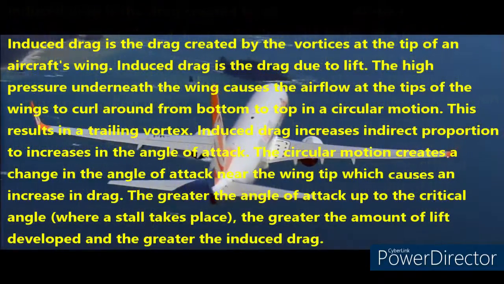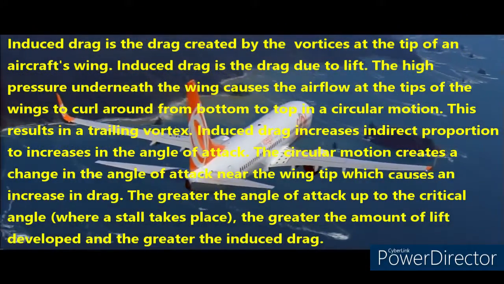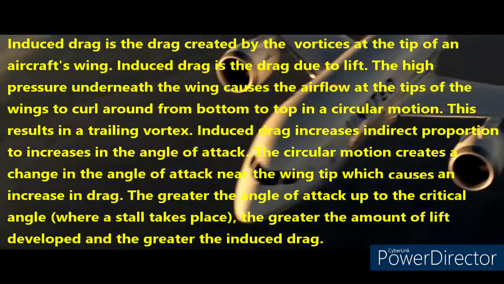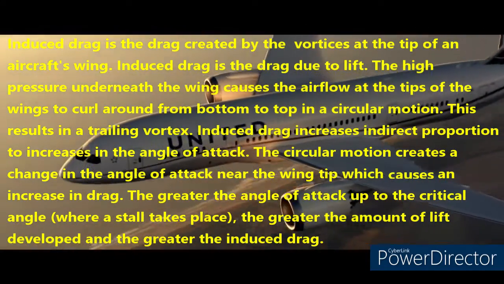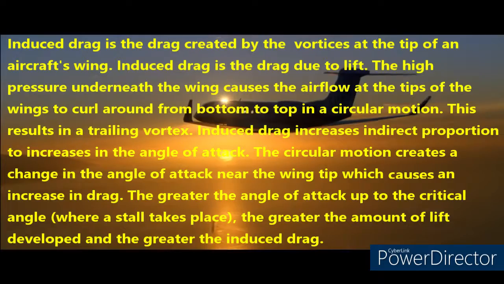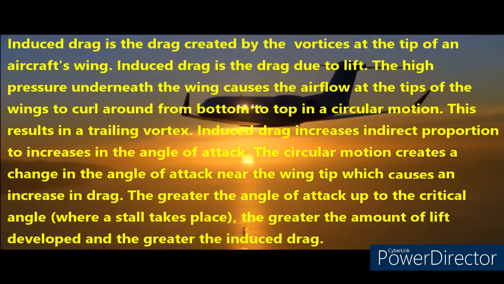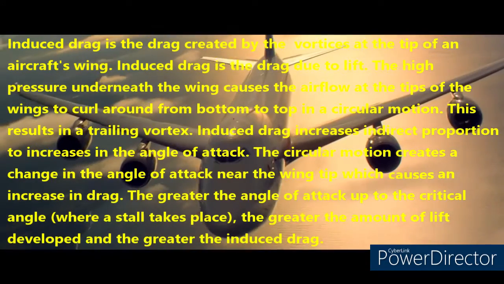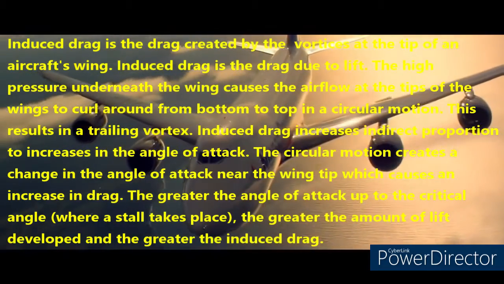Induced drag is the drag created by the vortices at the tip of an aircraft's wing. Induced drag is the drag due to lift. The high pressure underneath the wing causes the airflow at the tips of the wings to curl around from bottom to top in a circular motion. This results in a trailing vortex.